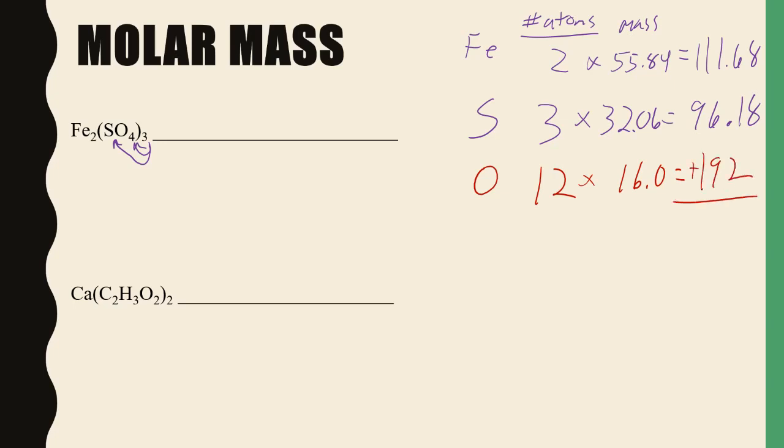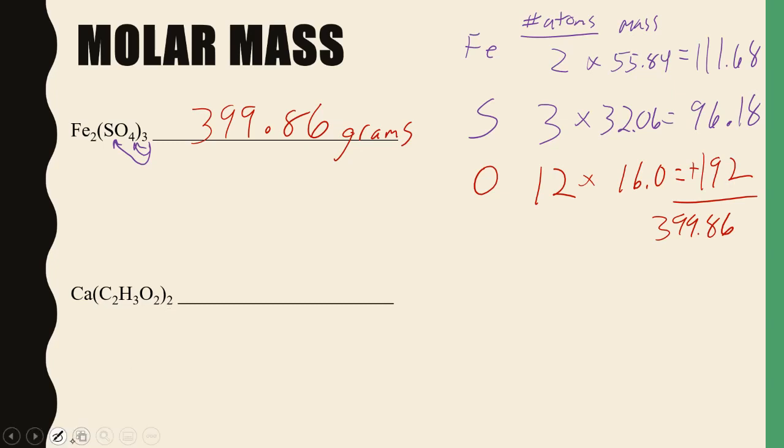And then we're going to add all those up. So plus 96.18 and 111.68. And we get 399.86. And that's what 1 mole of iron sulfate weighs. I think that's iron 3 sulfate, if I'm not really thinking. Let me write that first. Yeah, iron 3 sulfate.